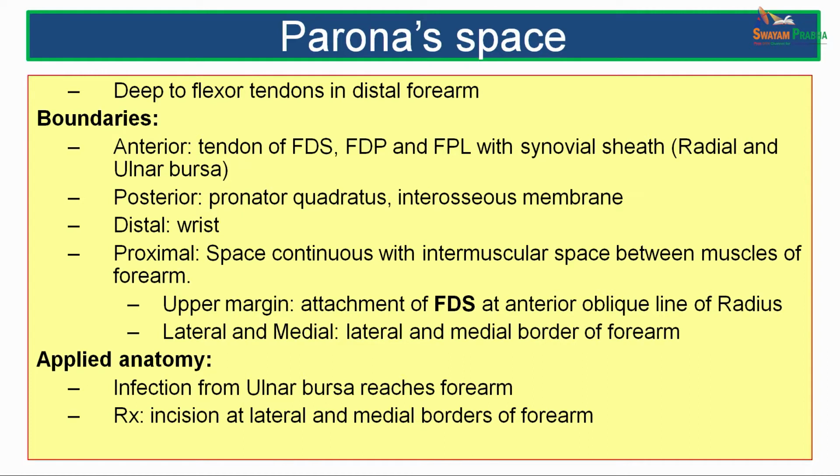An applied anatomy point to be remembered here is that the infection from an ulnar bursa can very easily reach the forearm through the space of Parona. The treatment for this type of infectious spread would be an incision taken on the lateral and the medial borders of the forearm to drain the pus collection.